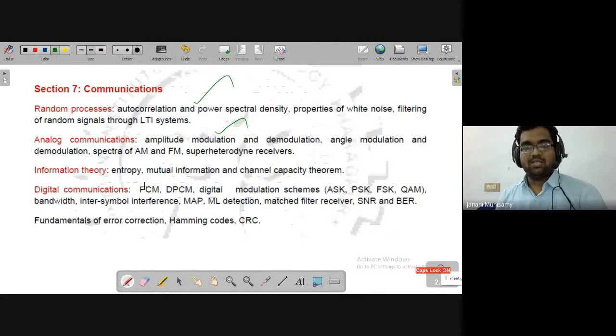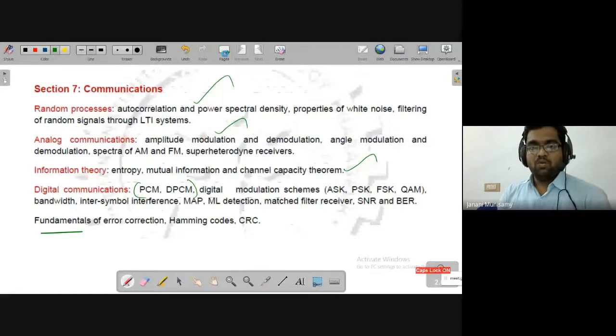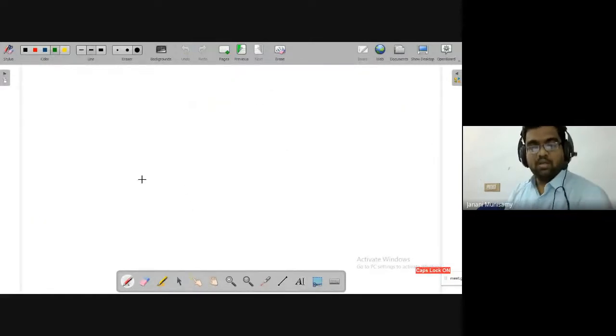So mostly in the next class we will cover MCQ type problems based on the information theory. And today we will discuss PCM, DPCM. If time is there, we will also see further modulation schemes, ASK, PSK, and other modulation schemes. And later, after 1 or 2 classes, finally we'll be seeing fundamentals of error correction, Hamming codes, and CRC. So now in this class we will start with pulse code modulation.